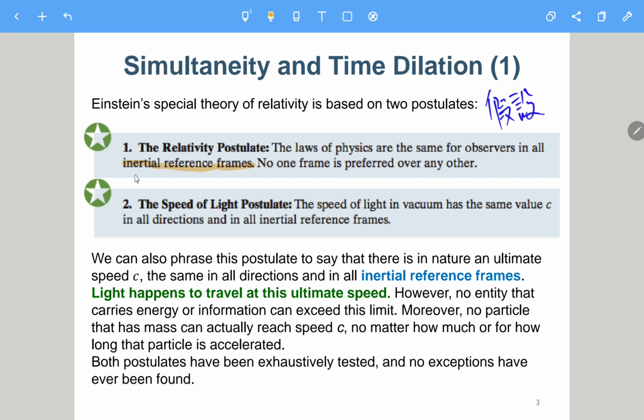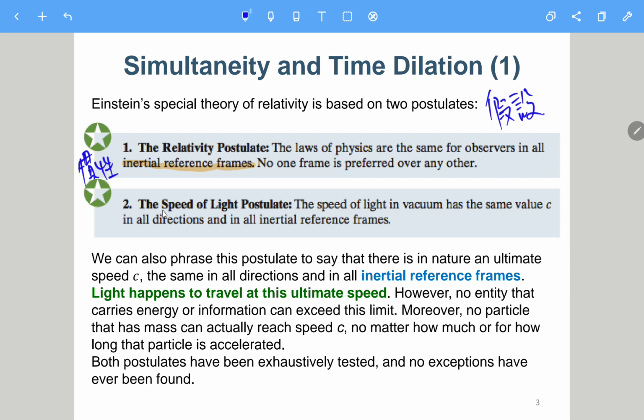So what is an inertial reference frame? In Chinese, this is called 惯性坐标系. 惯性 means it moves at a constant velocity. The velocity doesn't change. Maybe it can just stay still, or maybe it can move in a direction at a constant speed. Okay, so this is called the inertial reference frame. So special relativity is mostly based on the inertial reference frame.